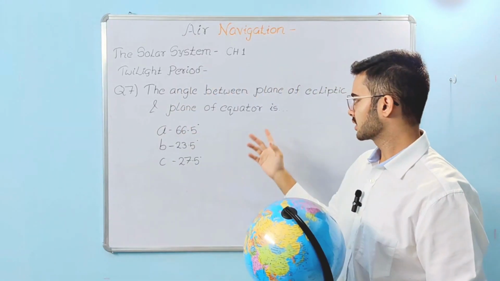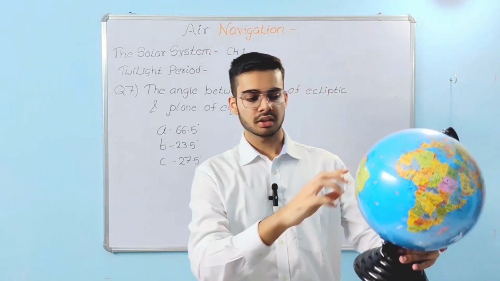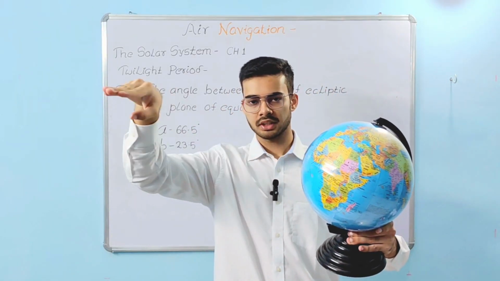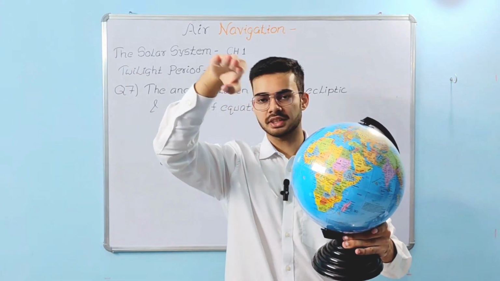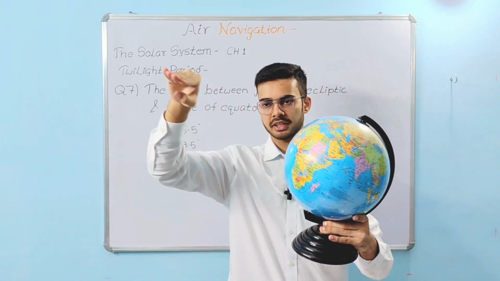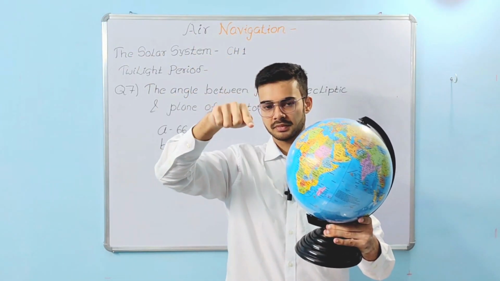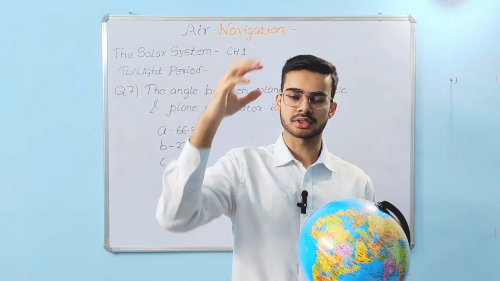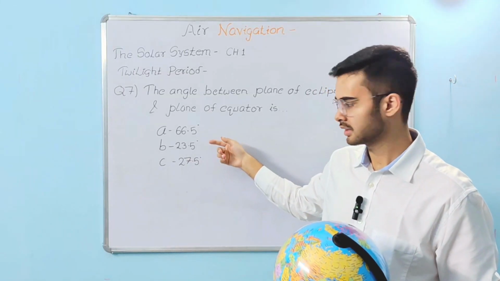Now we can understand this question: plane of the ecliptic and plane of the equator. Let's extend the plane of the equator, and the ecliptic, which goes 23.5 degrees north, let's extend it too. I hope you can imagine this: the first plane, the second plane, and the angle between them. The angle will be the same as the topmost point up to which the sun goes, that is 23.5 degrees. This is the answer.